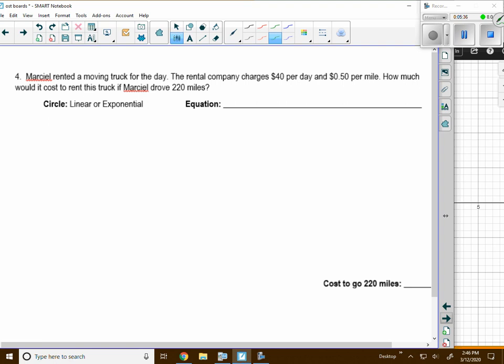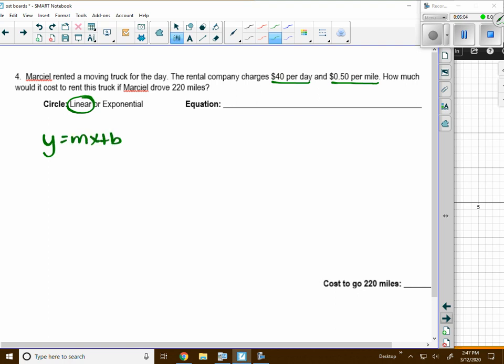So we're going to assume that this equation is for 1 day only. If we assume it's for 1 day only, he's going to be charged $40 for that 1 day plus 50 cents every time he goes another mile. Since we're adding something every single time, that's linear. If we see addition, it's going to be linear.